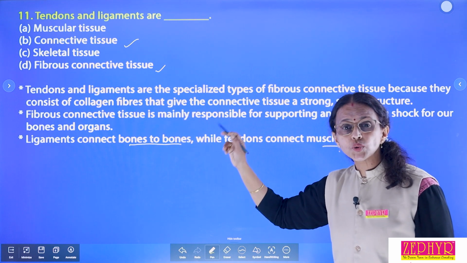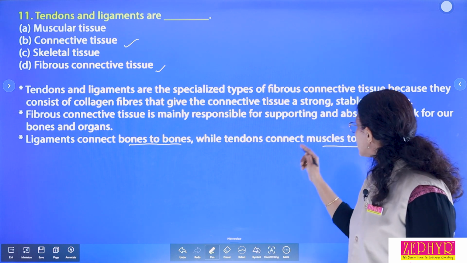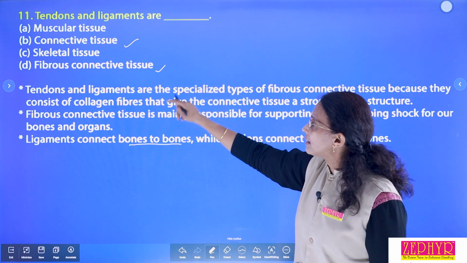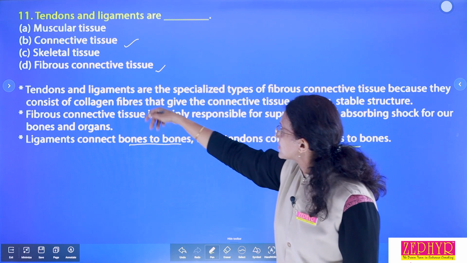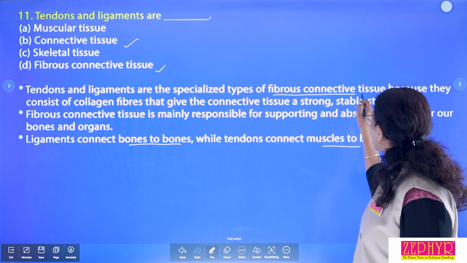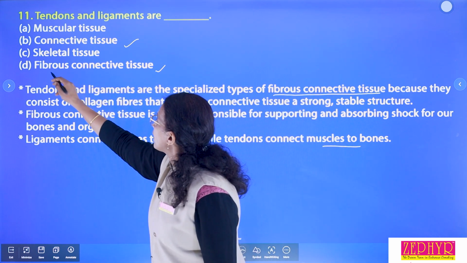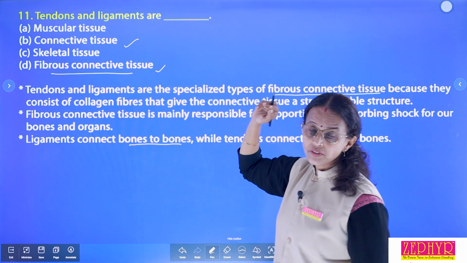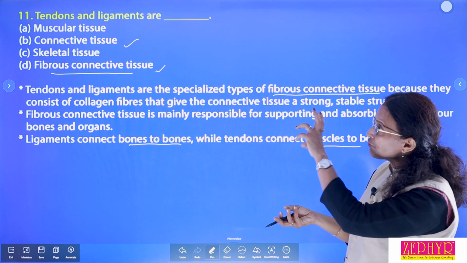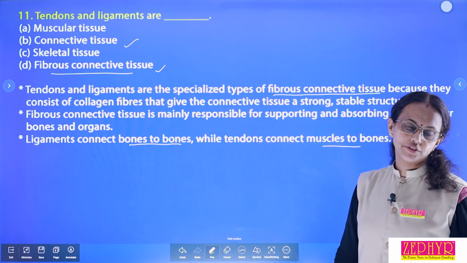Ligaments and tendons, these two are connective tissue. Here ligaments connect bone to bone and tendons connect muscle to bone. Then which is the correct answer? See the first sentence: tendons and ligaments are a specialized type of fibrous connective tissue. So the more correct answer is fibrous connective tissue. It is connective tissue. Here it is specified that the tendons and ligaments are which kind of connective tissue? That is fibrous connective tissue.